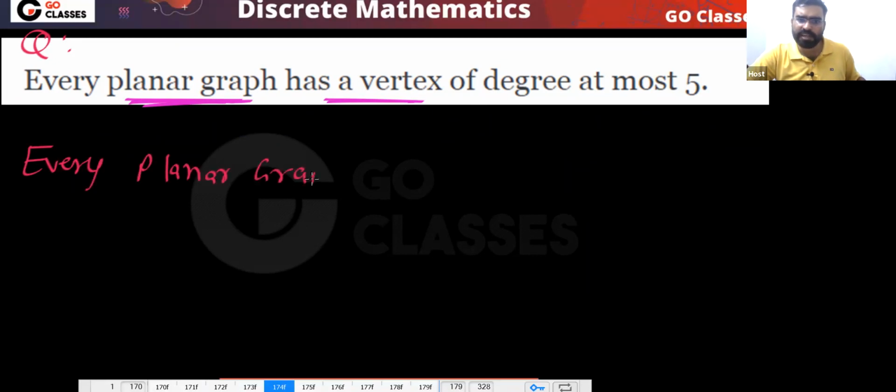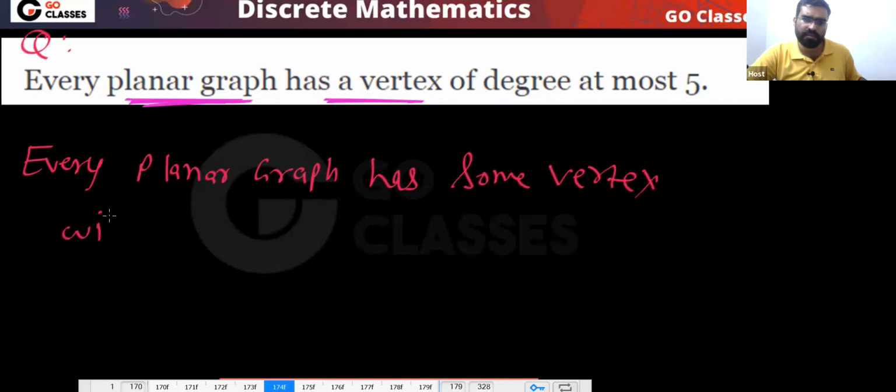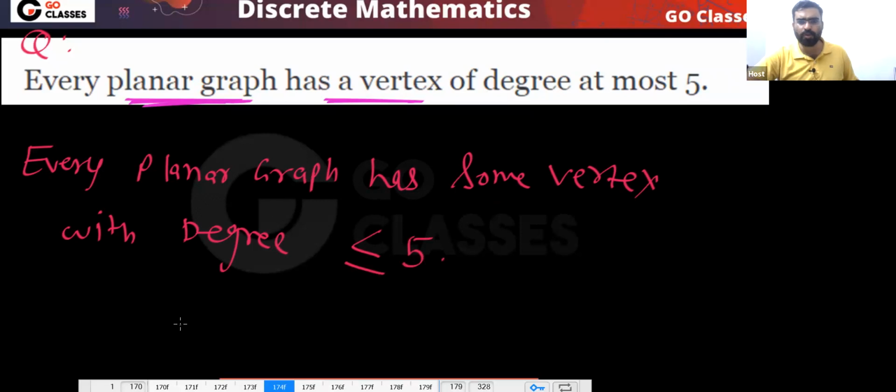Every planar graph has a vertex of degree at most 5. If you have a planar graph, then some vertex must have degree less than or equal to 5. This basically means that every planar graph has some vertex with degree less than or equal to 5. Okay, so how to prove it?